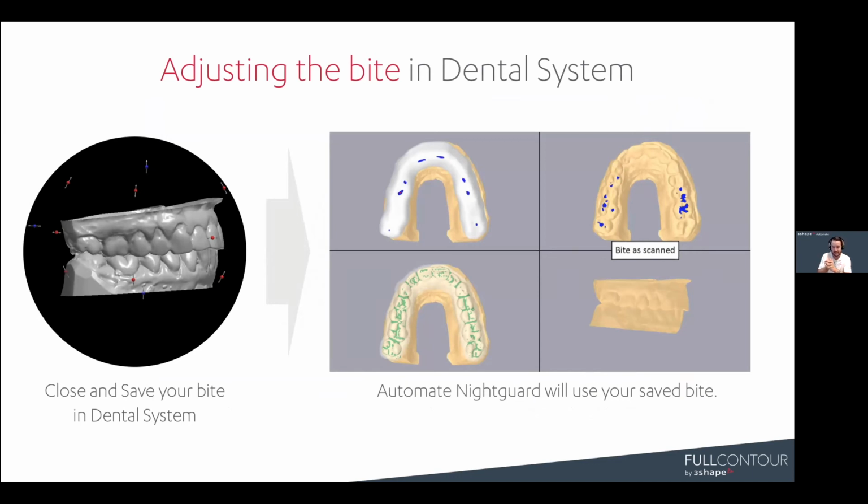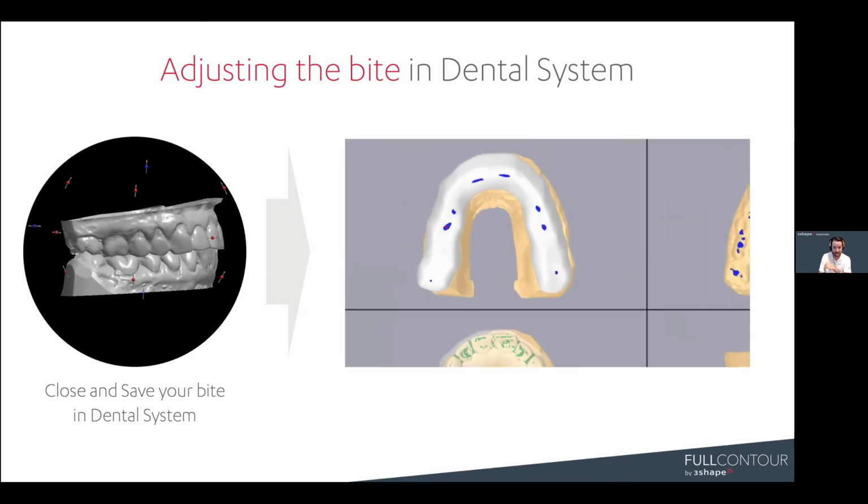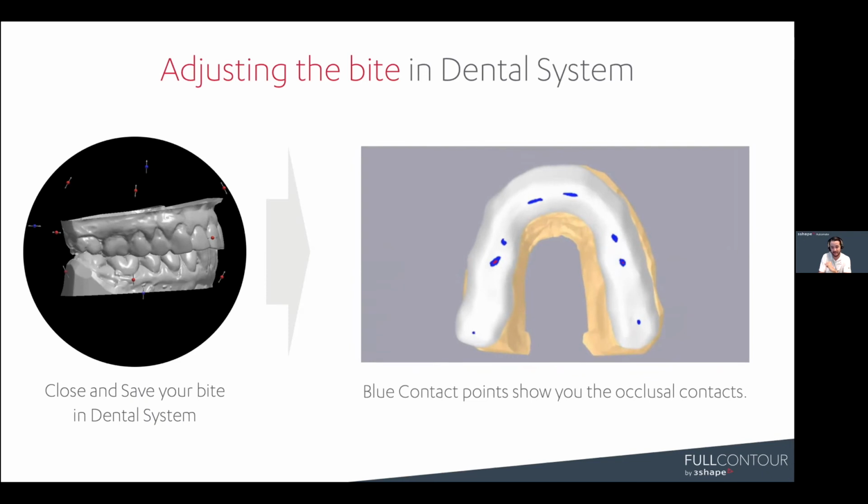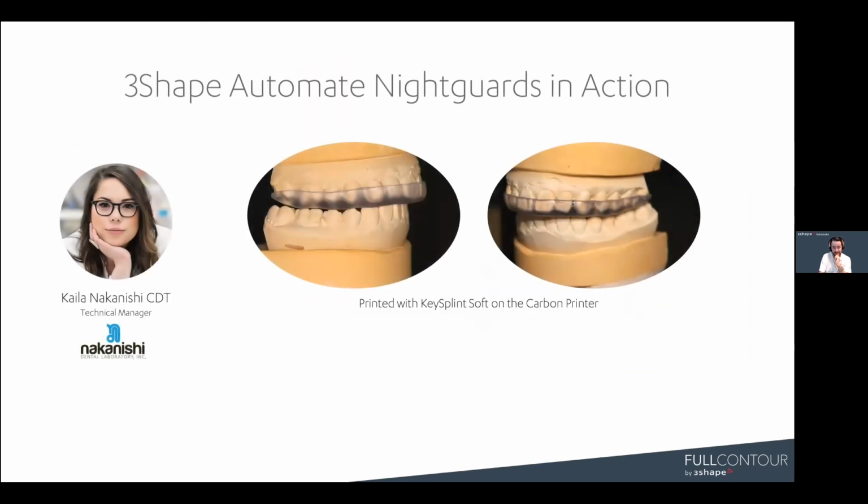So if your doctor is taking scans and the bite's slightly open, that will affect the fit. You definitely want to make sure it's interdigitated and that your bite is in full occlusion, as that'll affect the fit and function of the Nightguard straight out of the printer. And this is what you want to see, blue contacts around the arch, so you have some nice even occlusion. This is a live Automate Nightguard case printed with Key Splint Soft on the Carbon printer from Kayla Nakanishi.